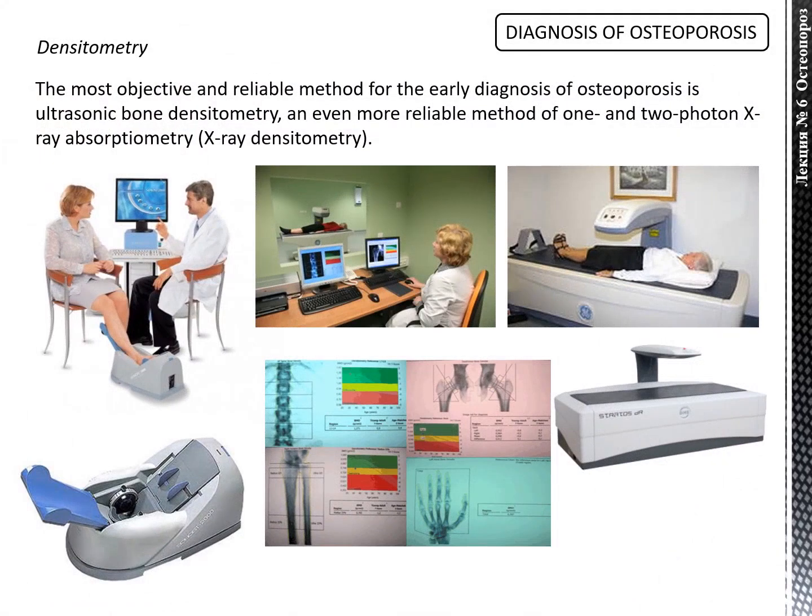A more accurate diagnostic method that allows you to clearly determine the bone mineral density in the parameters, and sometimes not just in qualitative, but in quantitative parameters, is the so-called densitometry. You may not have heard the name of such a method before today's lecture. That is, densitometry is a method for determining bone mineral density. This is the most objective, reliable method of early diagnosis of osteoporosis.